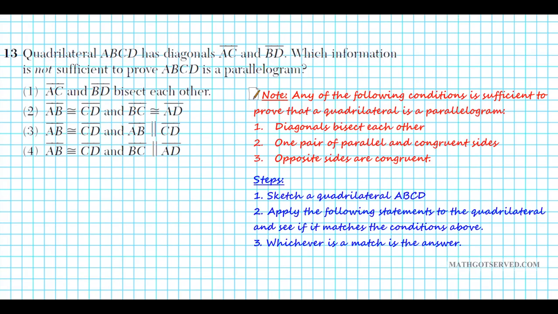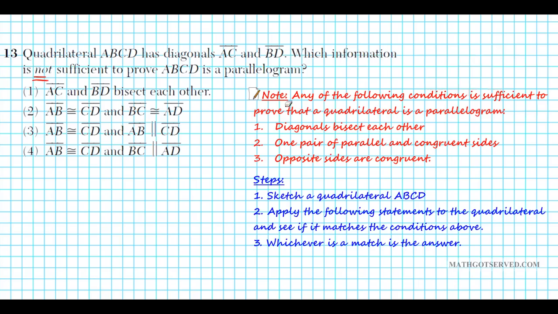All right, let's take a look at number 13. It reads, quadrilateral ABCD has diagonals AC and BD. Which information is not sufficient to prove that ABCD is a parallelogram? So we're looking for which of them is not sufficient, okay?